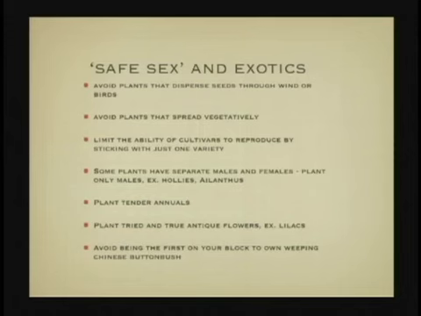So my last bit of advice on planting exotics, even though we really shouldn't, but if you must, please avoid being the first on your block to own weeping Chinese buttonbush or any other Chinese or Japanese thing that sounds exotic, because it probably is exotic. And if it's new, we just don't know what it will do. By the way, there is no such thing as weeping Chinese buttonbush. I just made that up. So don't go looking for it.